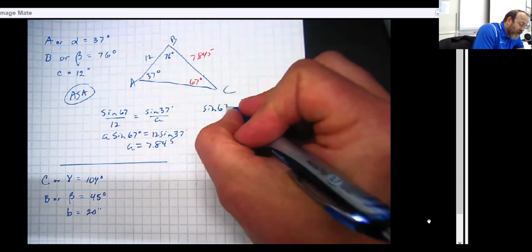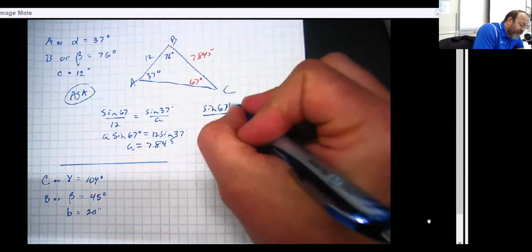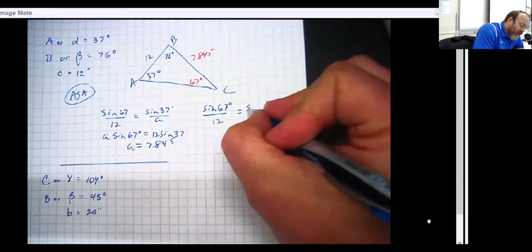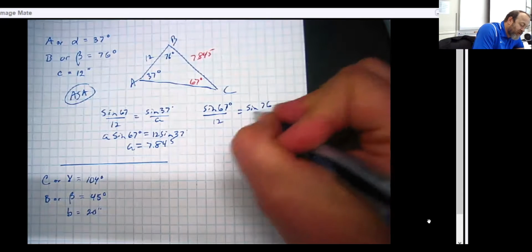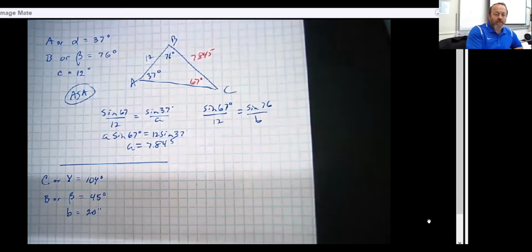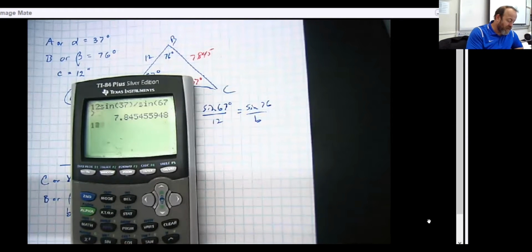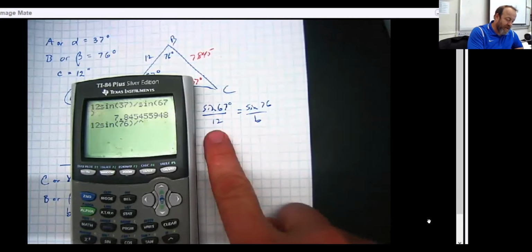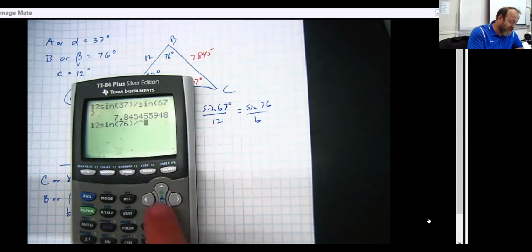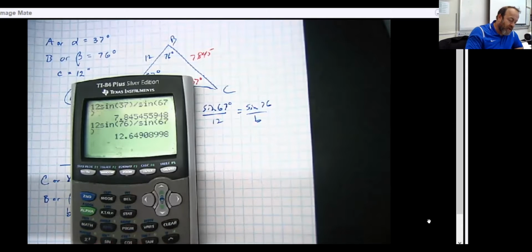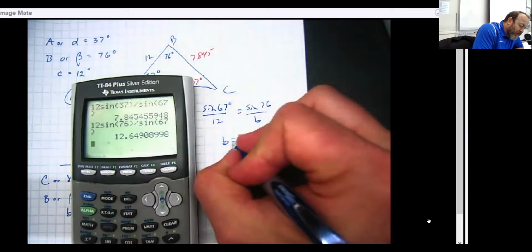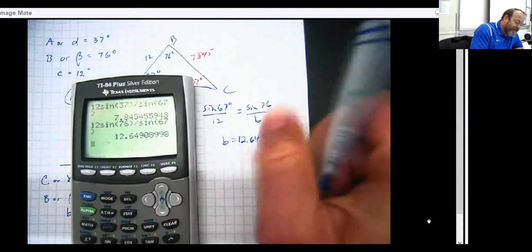And I could say the sine of 67 over 12 would be the sine of 76 over letter B, very much similar to the problem that we did a moment ago. So 12 times the sine of 76 divided by the sine of 67. And that's going to give me my answer for letter B. So B would be 12.649.